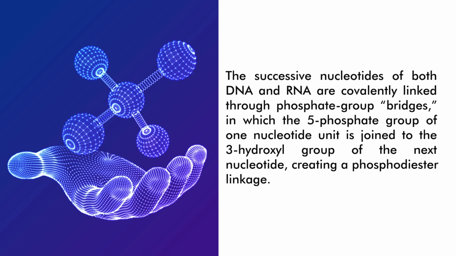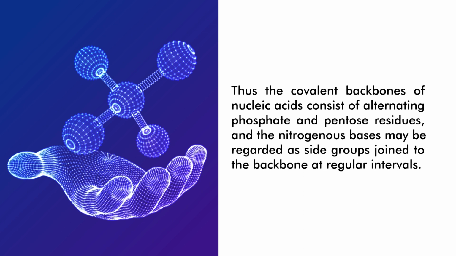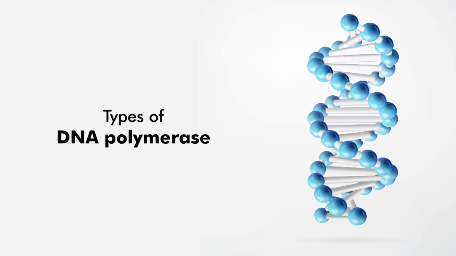The successive nucleotides of both DNA and RNA are covalently linked together through phosphate group bridges, in which the 5' phosphate group of one nucleotide unit is joined to the 3' hydroxyl group of the next nucleotide, creating a phosphodiester linkage or bond. Thus, the covalent backbone of nucleic acid consists of alternating phosphate and pentose residues, and the nitrogenous bases may be regarded as side groups joined to the backbone at regular intervals. Next is types of DNA polymerase.